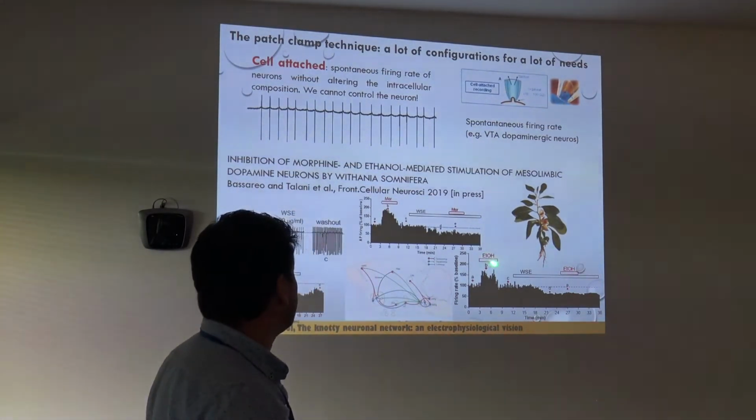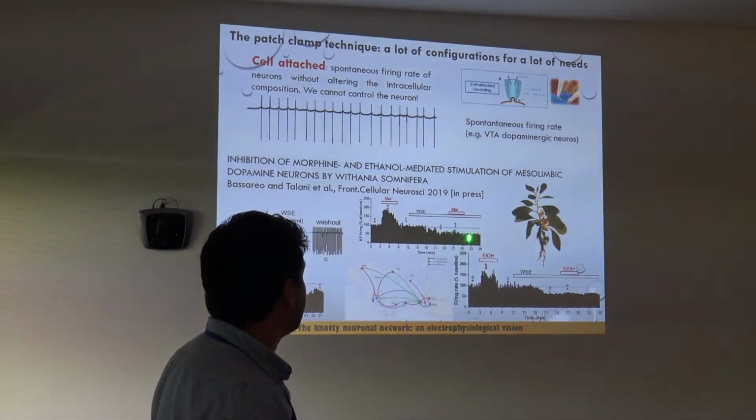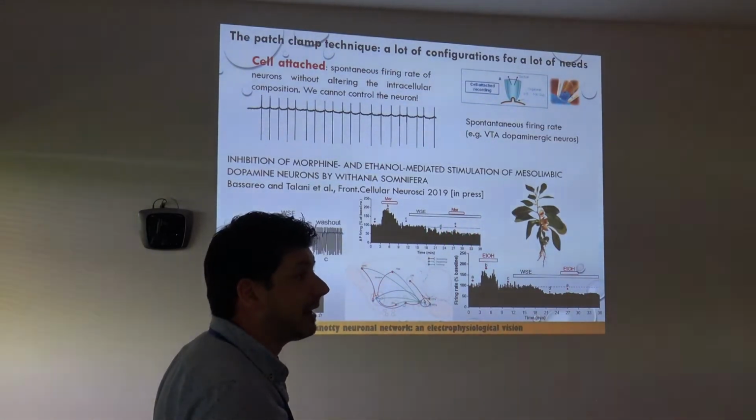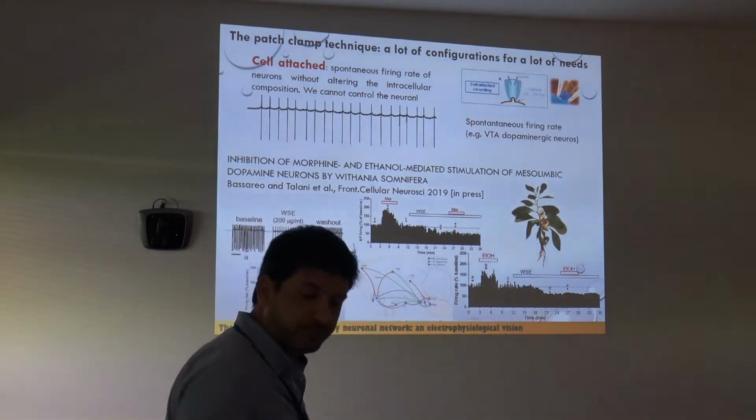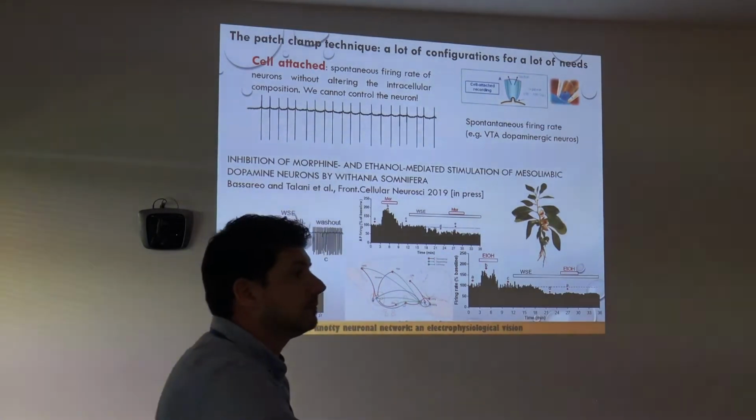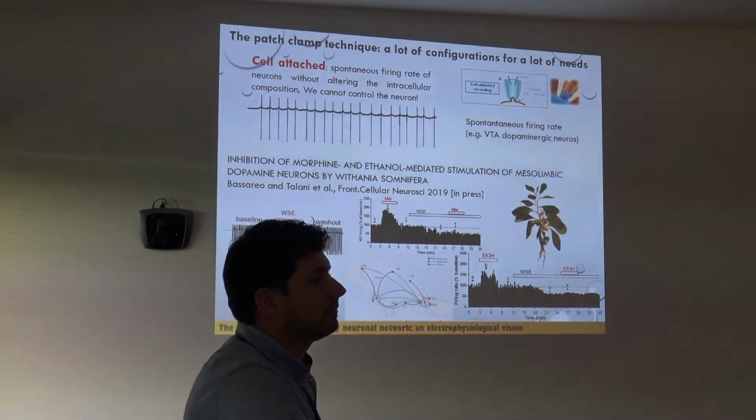Okay, but this is really interesting because Withania completely abolished the effect of morphine and ethanol. So the next step is to try Withania somnifera in behavioral tests in the animals that are addicted to these two drugs. And that's what I was asking, because rimonabant is a cannabinoid antagonist.